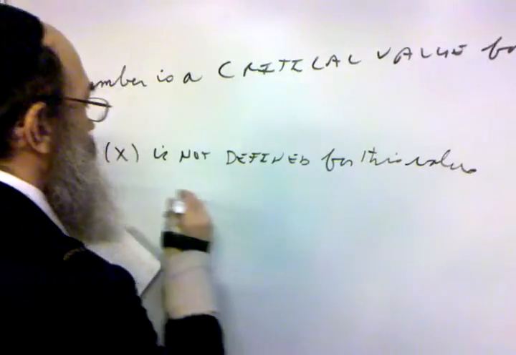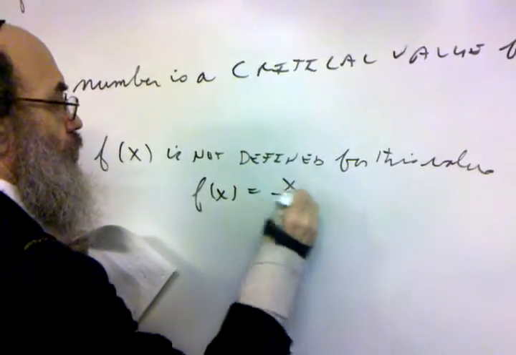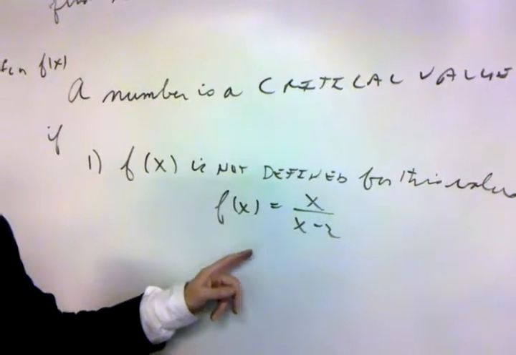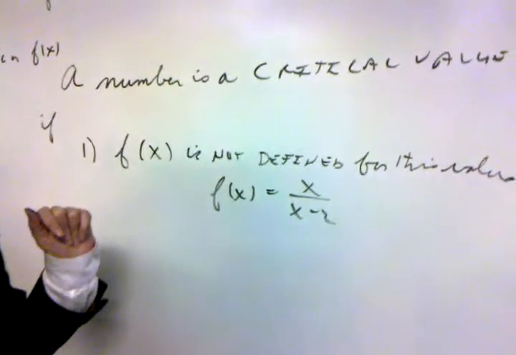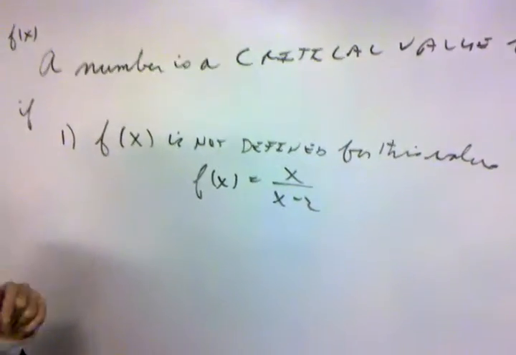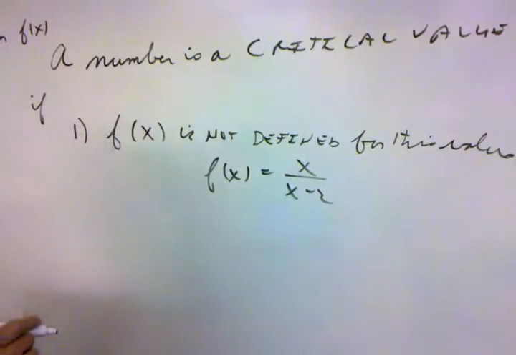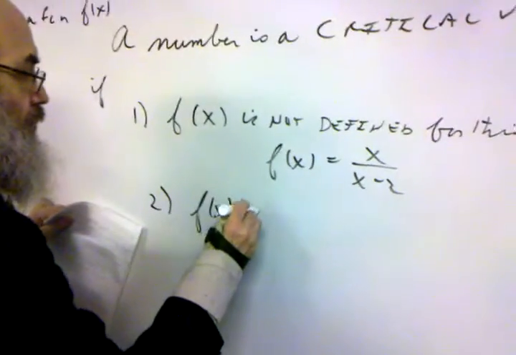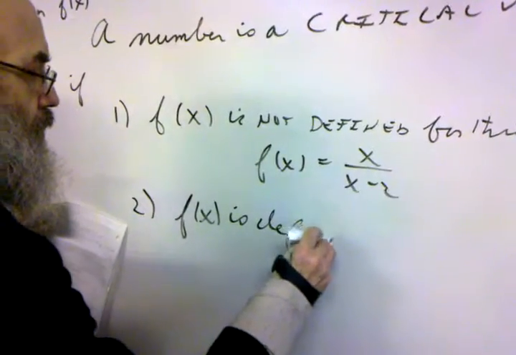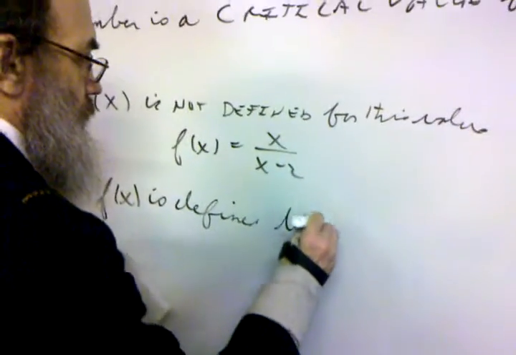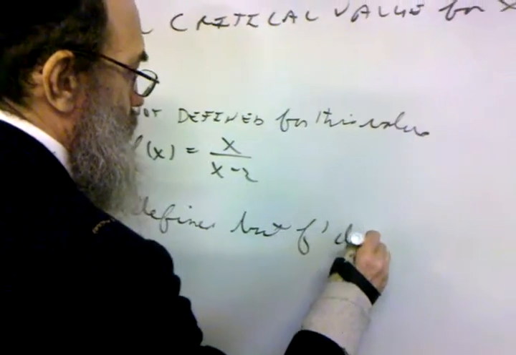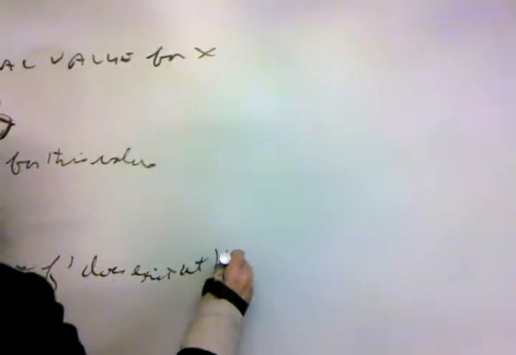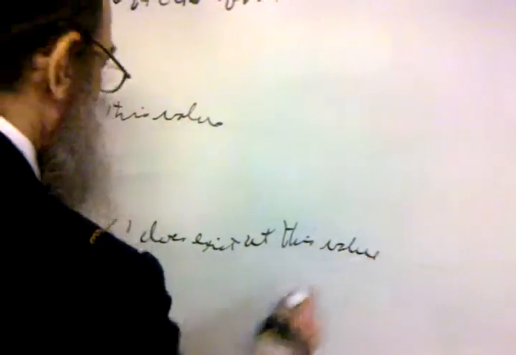For example, I have the function f of x equals x over x minus 2. If x equals 2, the function f is not defined. Therefore, the value 2 would be called a critical value of x for the function f. That's the first type of critical value. There's three types. The second type is f of x is defined, but f prime does not exist at this value. We get an example of such a function also.